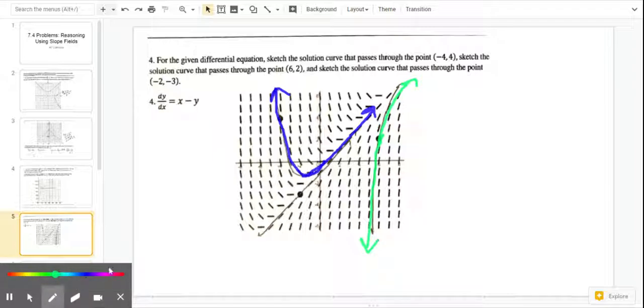For (-2, 3), that one's a little odd because it's right on this thing that looks like a line. And if you follow the little slopes given to you, it's going to shoot you in one direction. So you can't go on either side of it, otherwise you'd be crossing over. So that solution curve is actually just a line. You just follow along with the slopes and it keeps pushing you in this direction, in this direction, this direction. So it's just a line.